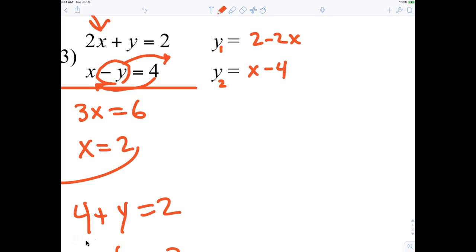This is automatically set up as an addition problem, though. You have to do it the way it's set up. You with me now? Yes. All right, let's go to the next one.